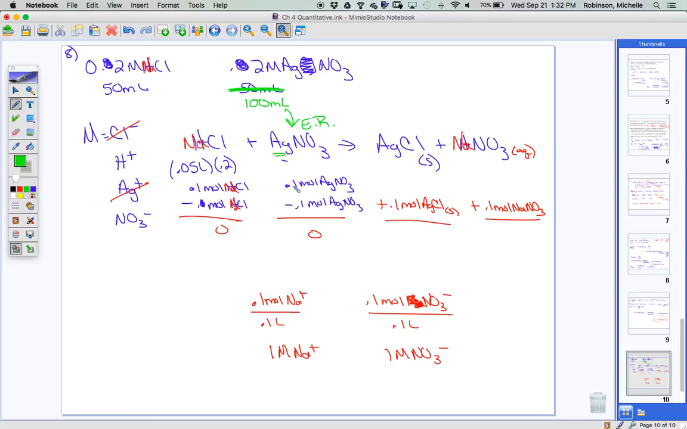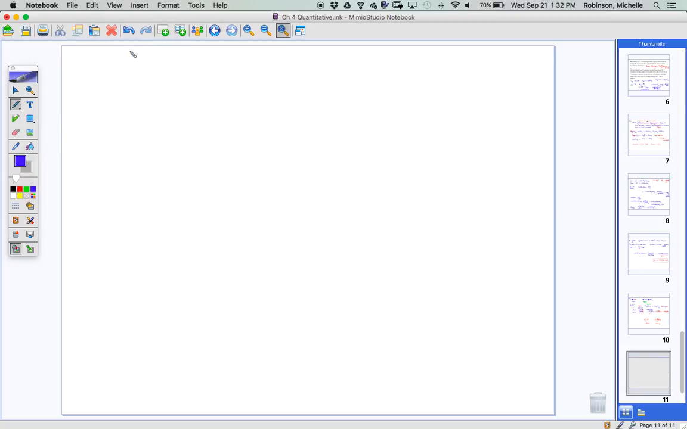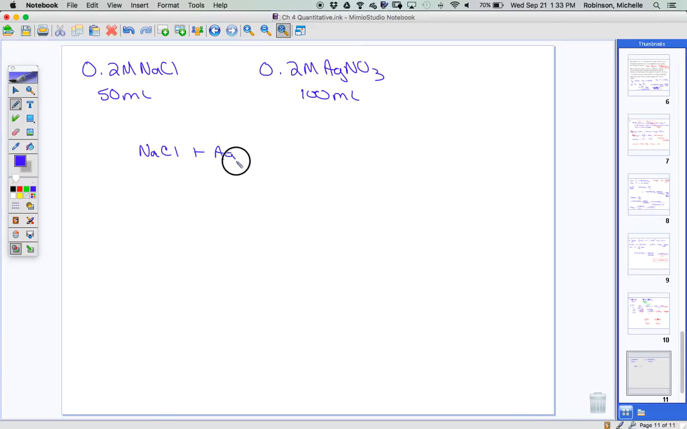Do you want me to do it with those numbers? Yeah. All right, so let me flip the page and do it again then. We had 0.2 molar NaCl, and we said it was 50 milliliters, and then we had 0.2 molar AgNO3, and we said we had 100 milliliters this time. So in this case, I think it's easier to see if I write the little reaction out.